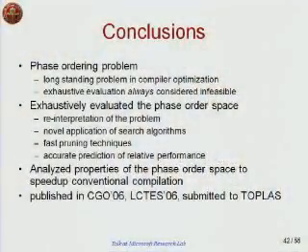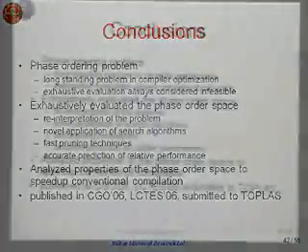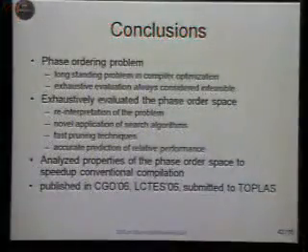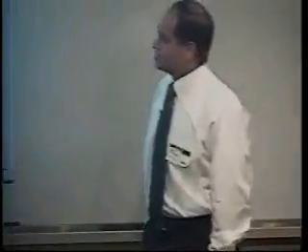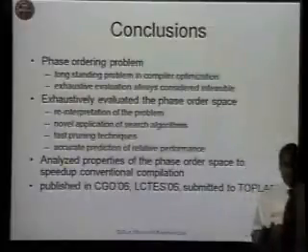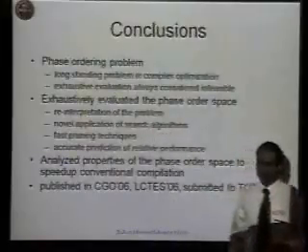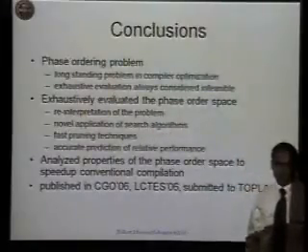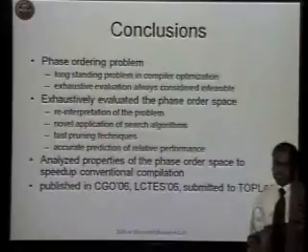So finally, the conclusions. I was studying the phase ordering problem, which has been a long-standing problem in compiler optimizations, and for which exhaustive evaluation was always considered impractical or impossible to do. As part of my dissertation, I've shown that it is possible to exhaustively evaluate the phase order space for most of the functions, at least in our benchmark suite and for our compiler. And this was made possible by providing a reinterpretation of the problem: instead of enumerating all the possible orderings, you concentrate on all the possible function instances.